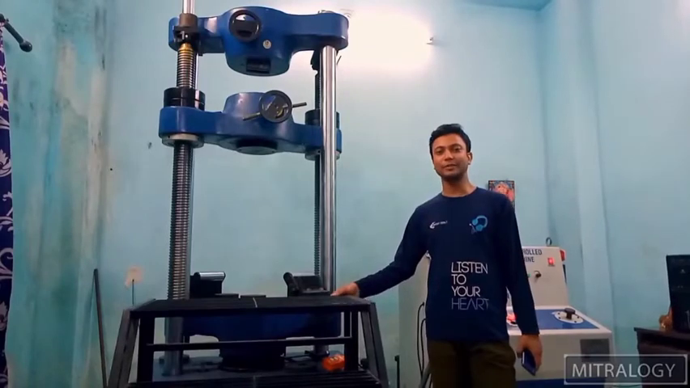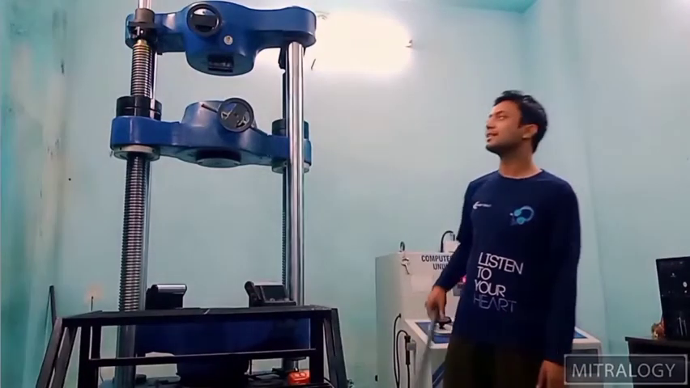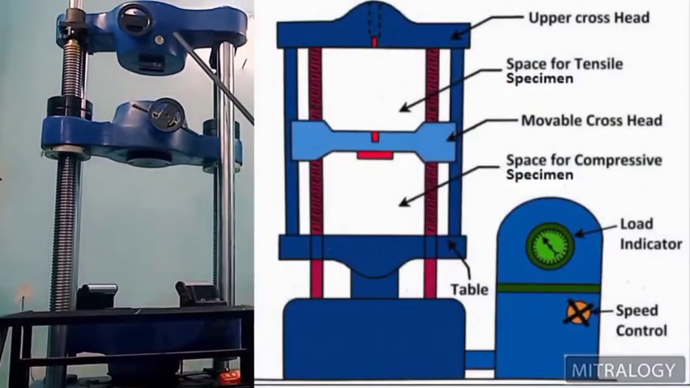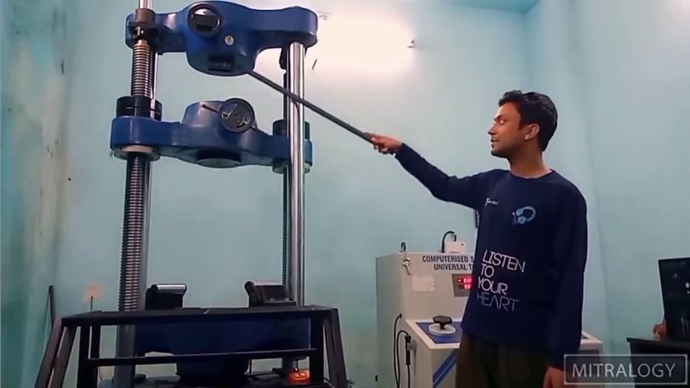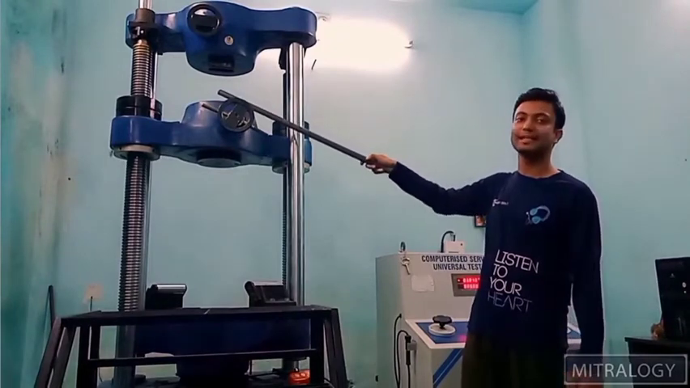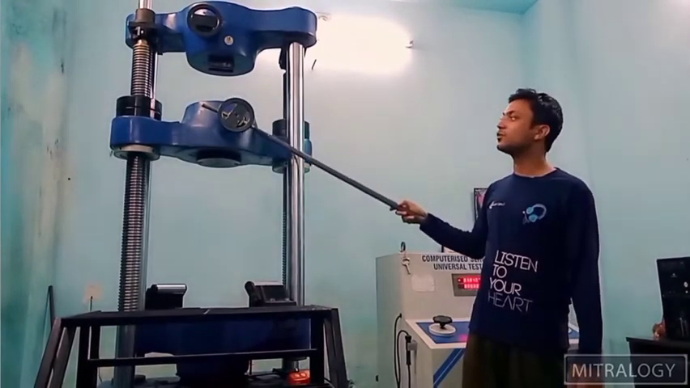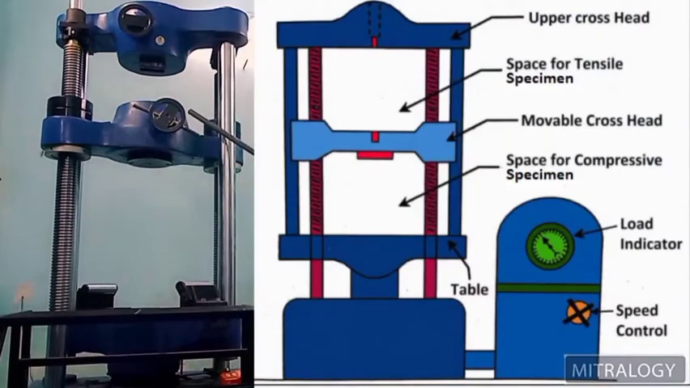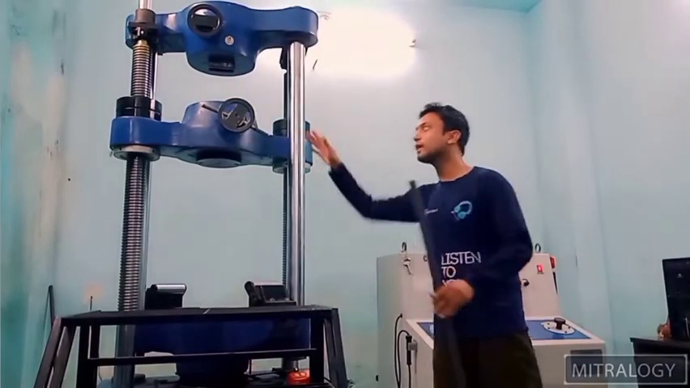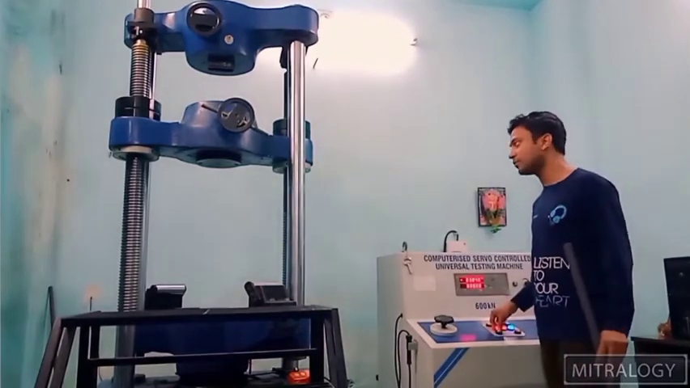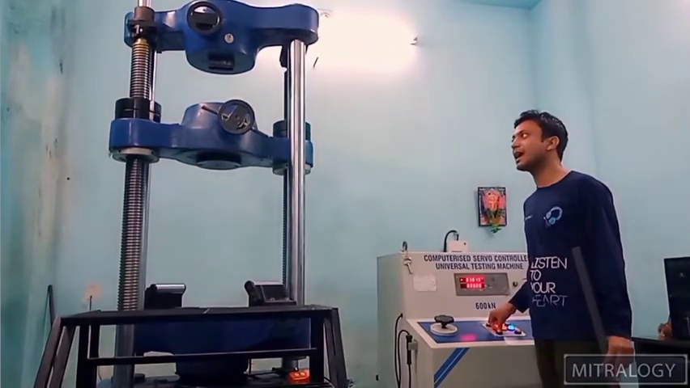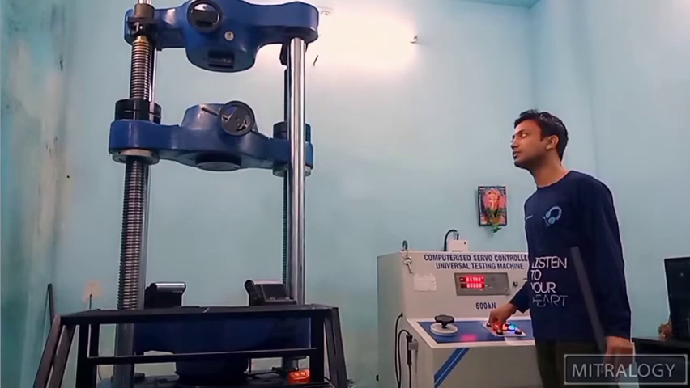Now I am showing you the components. This is the upper claw set and you can see there are two jaws fitted in there, and the space in between is for the tensile sample. And this is the movable claw set. There are also two jaws fitted inside the movable claw set. We can move the claw set up and down. As you can see, I am keeping it down.